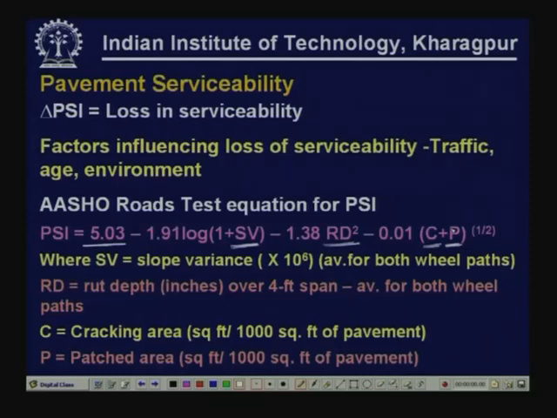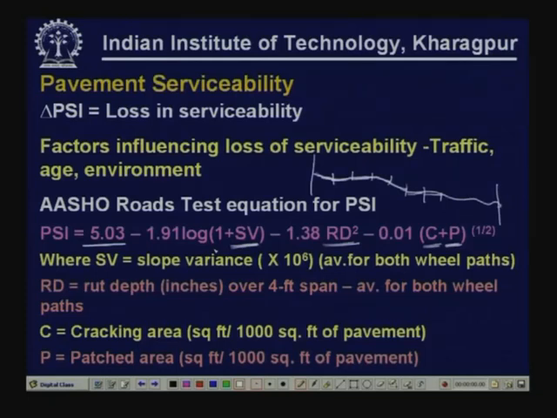Slope variance is defined, I think we can define this subsequently. We have already defined this in the earlier lessons. Slope variance in fact gives us an indication of how the longitudinal slope varies. So, the slope is measured over small lengths. If there is a stretch that we are considering, slope is measured over small lengths and the variance of all these values is given as slope variance.